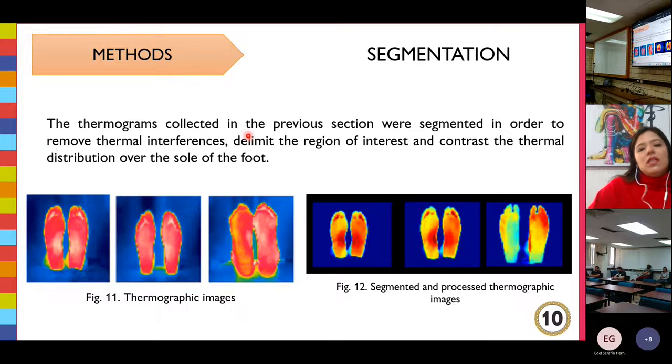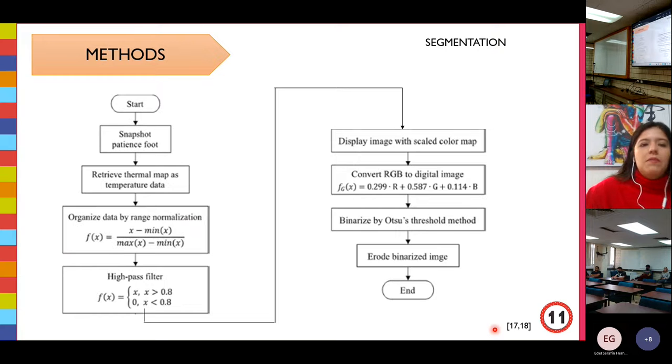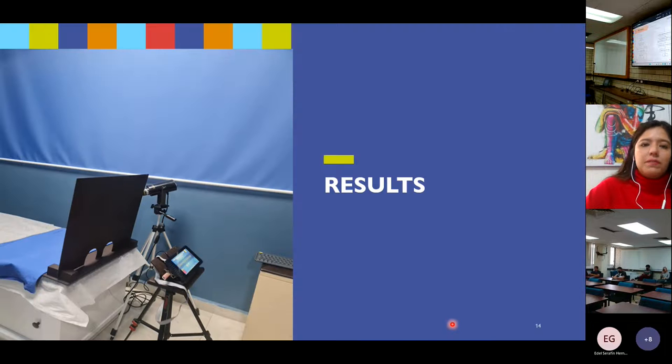In order to have better results, we do the segmentation part. The thermographs collected in the previous section were segmented in order to remove the thermal interferences, delimit the region of interest, and contrast the thermal distribution over the sole of the foot. In figure 11, we can see the raw thermographic image. And in figure 12, we can see that the temperatures are clearer in order to observe the characteristics of each patient. These are the steps of the segmentation part.